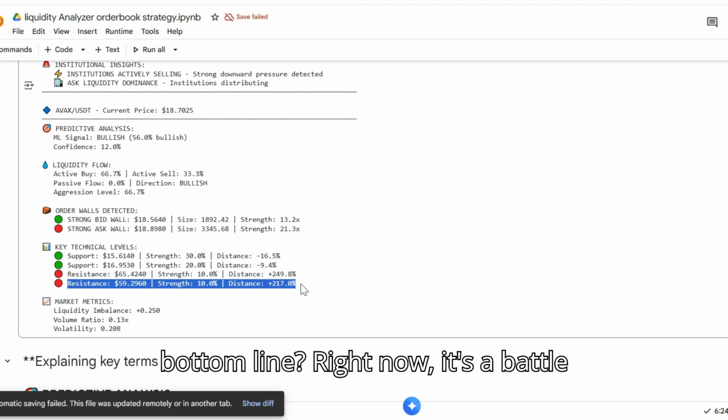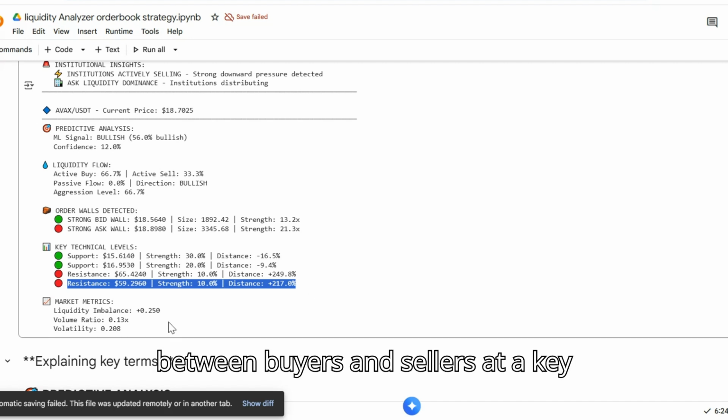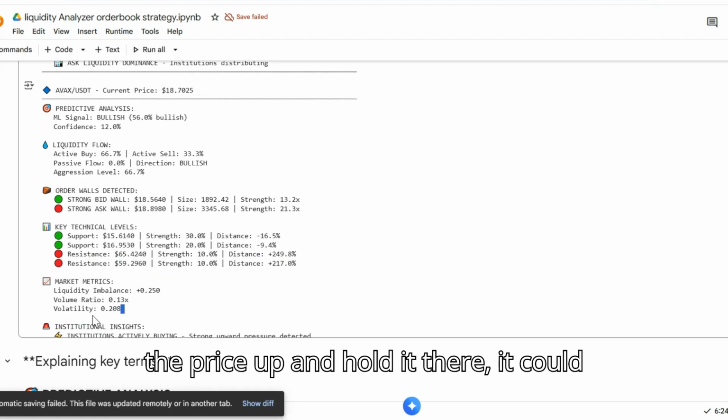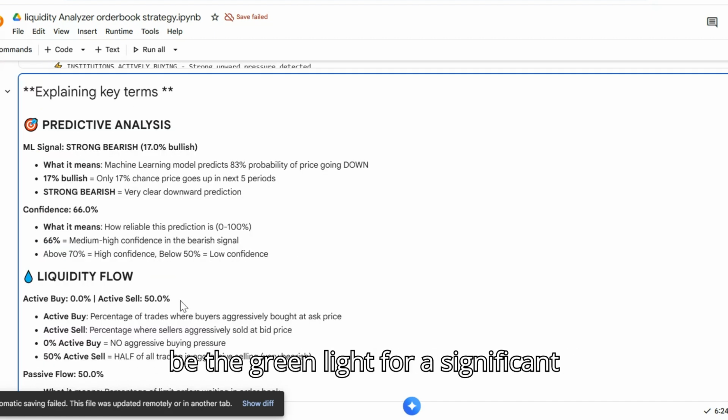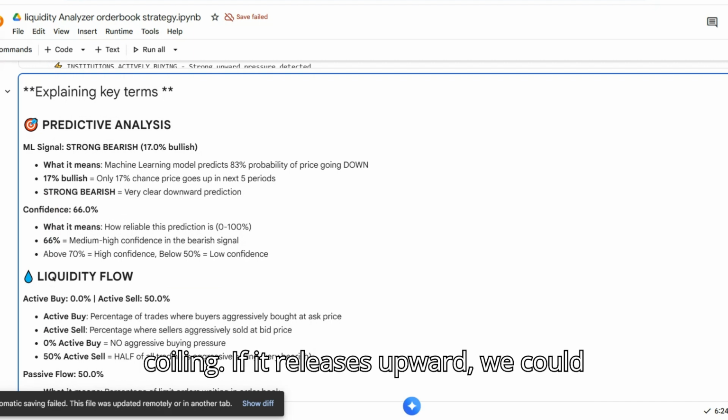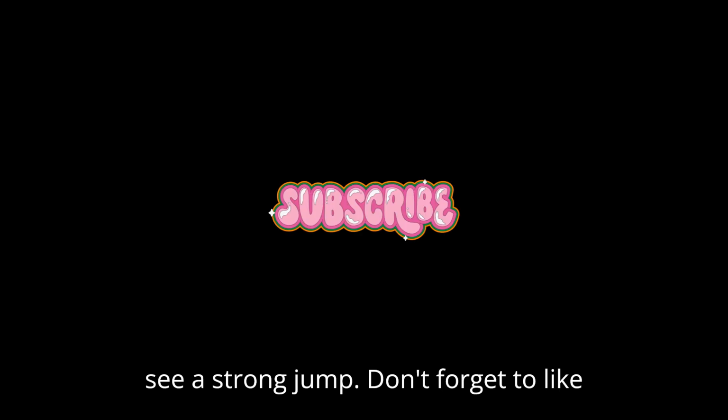So what's the bottom line? Right now, it's a battle between buyers and sellers at a key price around $18.50. If buyers can push the price up and hold it there, it could be the green light for a significant recovery. Think of it as a spring coiling. If it releases upward, we could see a strong jump.